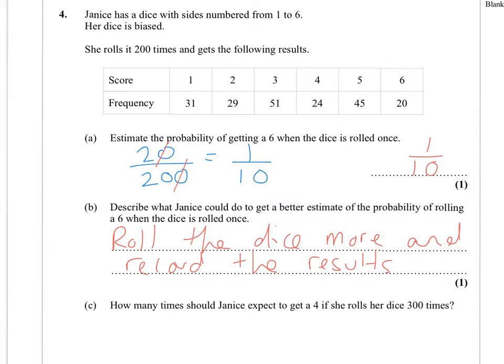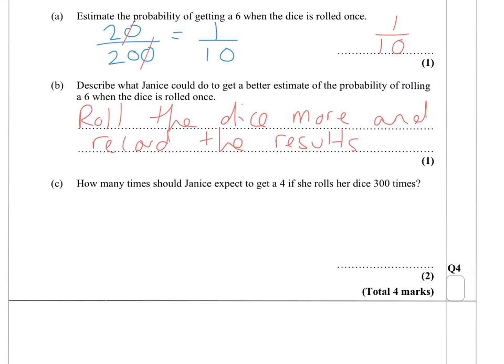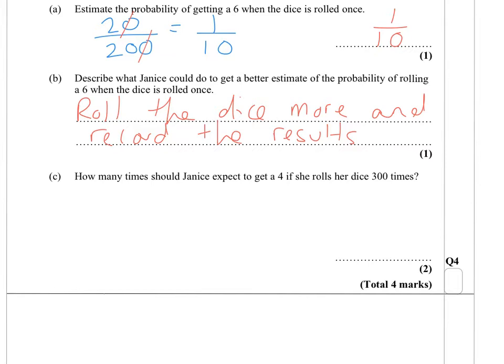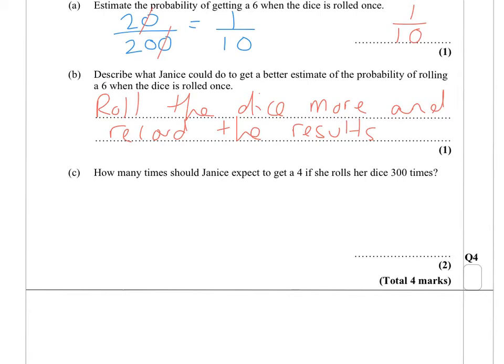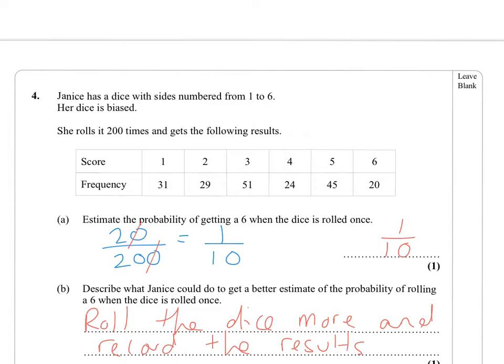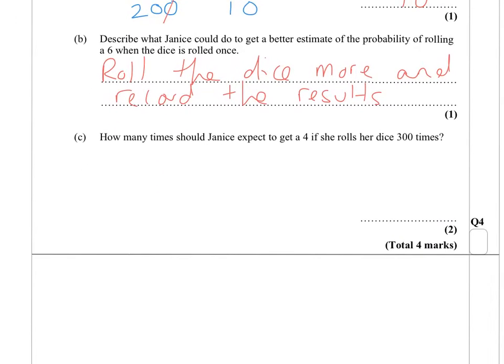How many times should Janice expect to get a 4 if she rolls her dice 300 times? So what we do is we work out the probability of getting a 4. Let's have a look back at our table. Probability of getting a 4 is 24 out of 200 times. And you just take that probability and times it by 300.